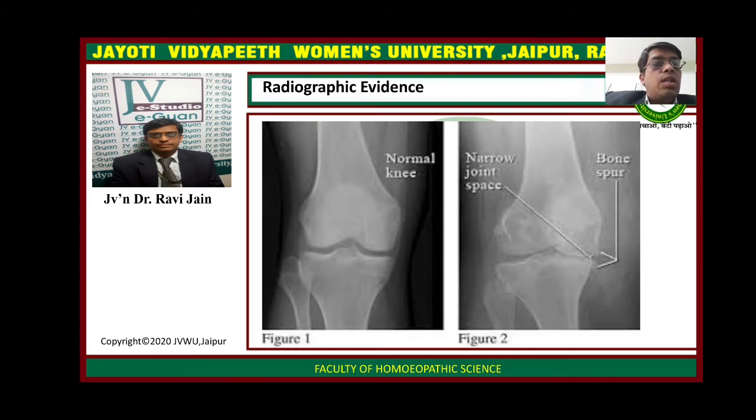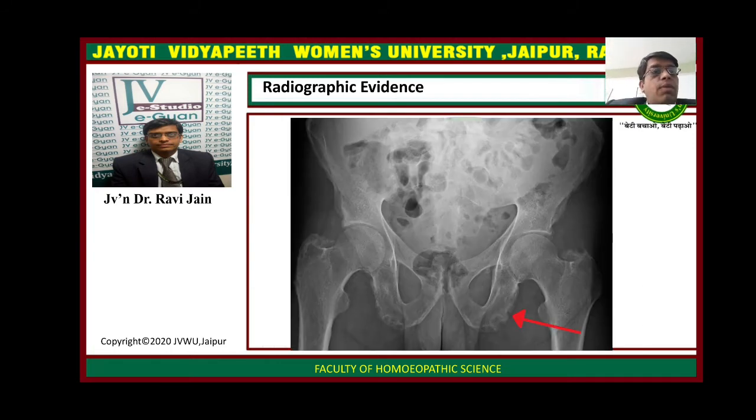Now you can see the changes. Figure 1 shows x-rays of the knee joint. In the first x-ray, you can see the normal joint, represented by normal joint spaces, and in the second one we have narrowed joint spaces. You can see the narrowing of the joint spaces, and also bony spurs. You can see the bony spurs or the degeneration of the bones, especially in osteoarthritis.